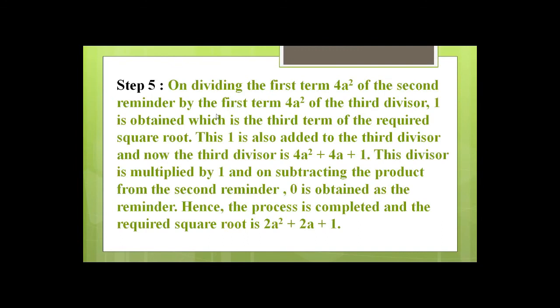Now step number 5, again we are repeating the steps. On dividing the first term 4a square of the second remainder by the first term 4a square of the third divisor, 1 is obtained, which is the third term of the required square root. This 1 is also added to the third divisor, and now the third divisor is 4a square plus 4a plus 1. This divisor is multiplied by 1, and on subtracting the product from the second remainder, 0 is obtained as the remainder. Hence the process is completed and the required square root is 2a square plus 2a plus 1.